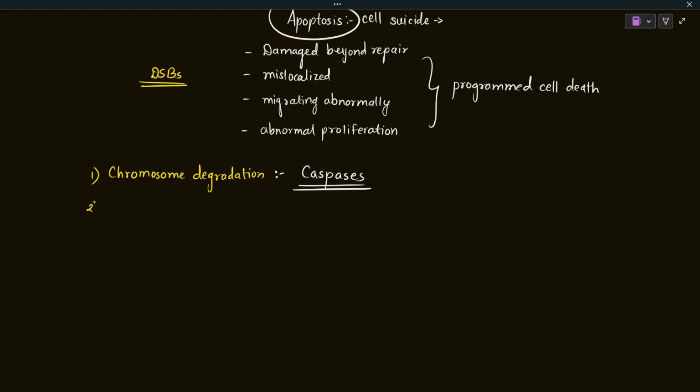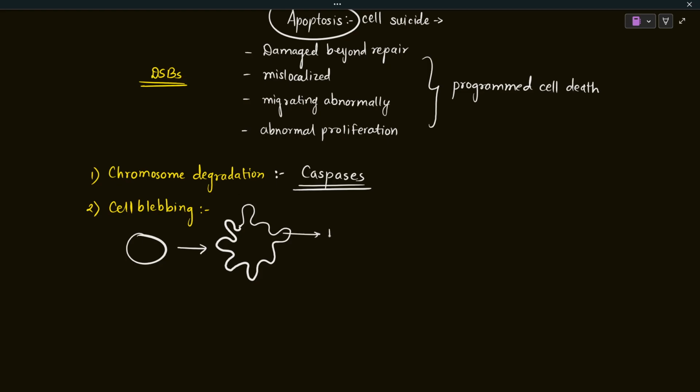So first the chromosome is degraded, and all the important cellular proteins are degraded. Then the cell undergoes a phenomenon known as blebbing, where there will be some protrusions of the cytoplasm of the cell, like bulging of the cell. So this is a cell, and the normal cell gets transformed into some structure like this. These bulging structures are the protrusions.